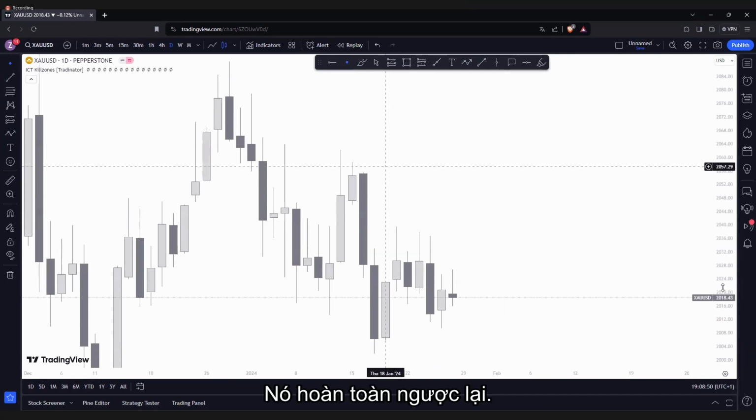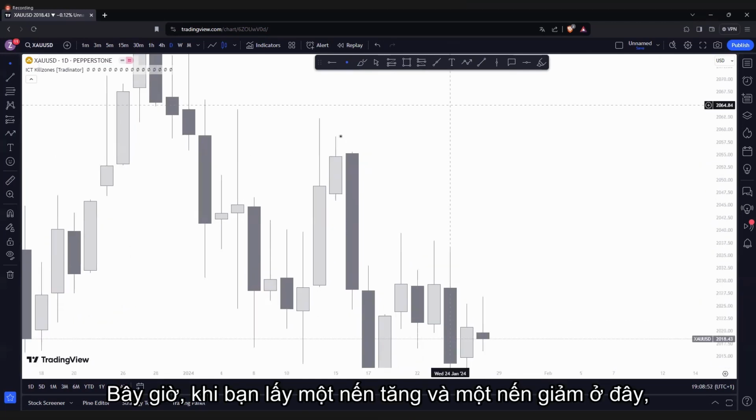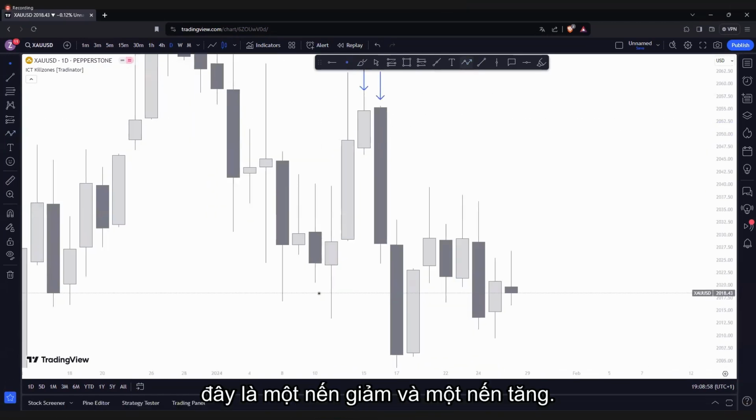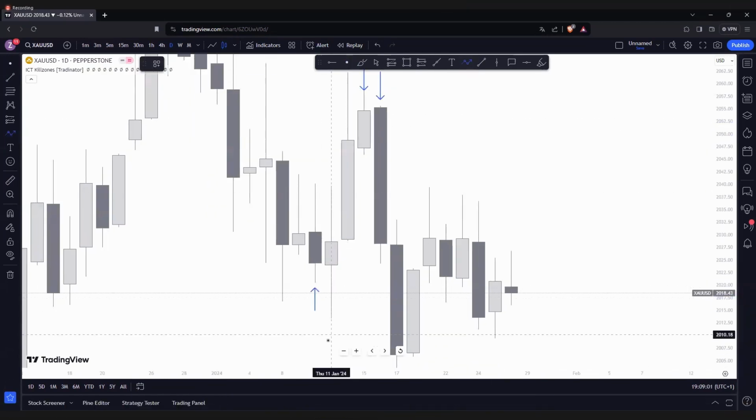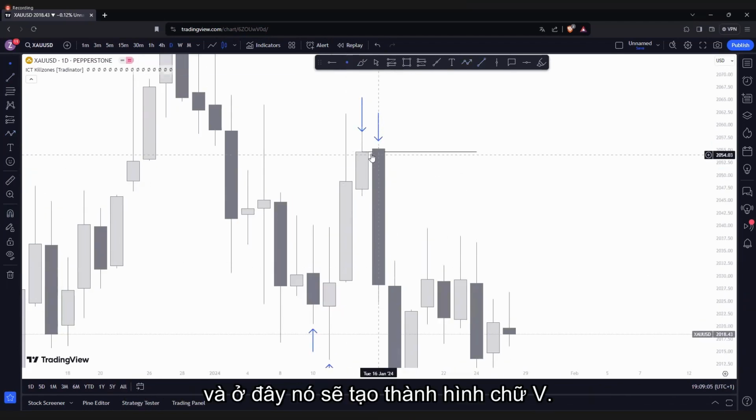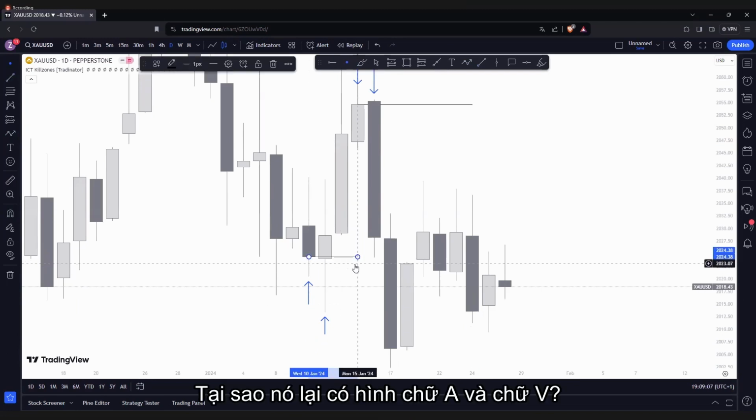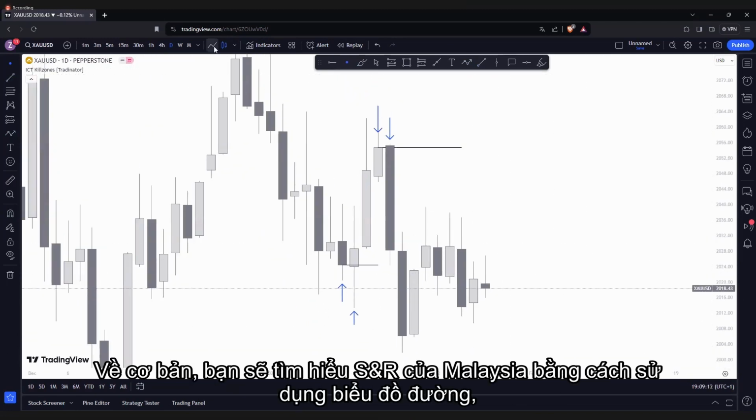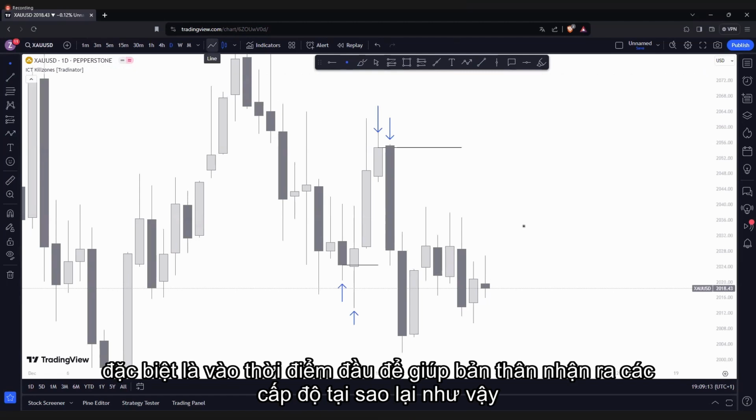It's just the opposite. Now, when you take a bullish candlestick and a bearish candlestick right here, this is a bearish candlestick and a bullish candlestick. So the closing of the first one is going to make the shape of an A, and here it's going to make the shape of a V. Why does it make the shape of an A or a V? You're going to be basically in Malaysian SNR using the line chart, especially in the beginning, to help yourself spotting the levels. Why is that?